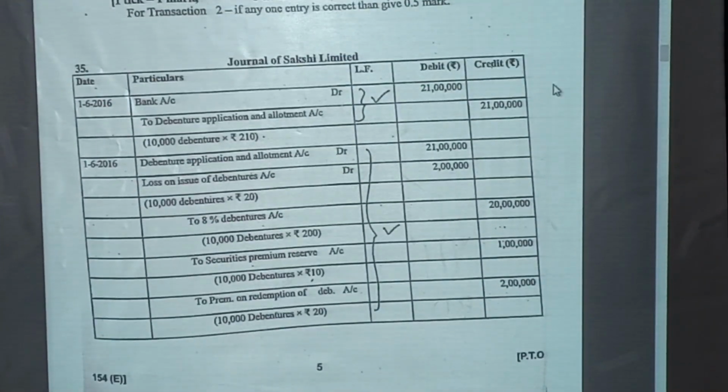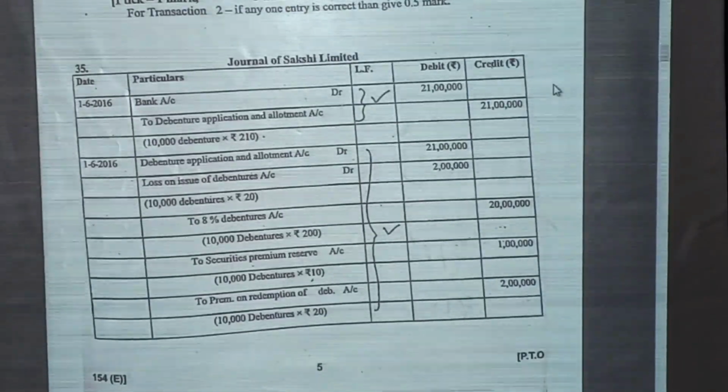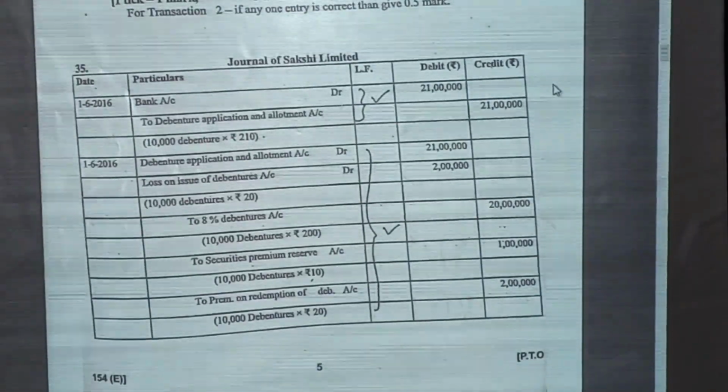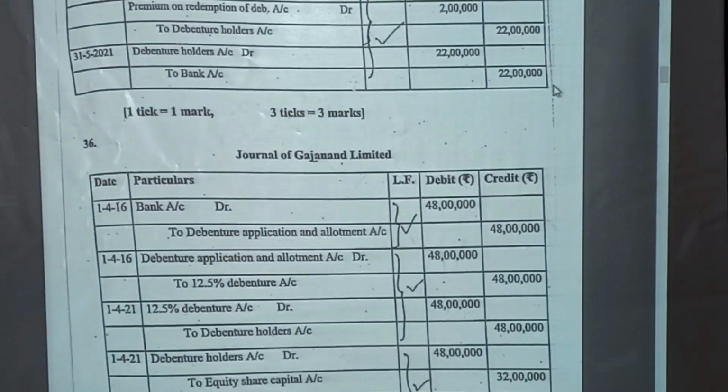In the next question, that means the question of part 2, chapter number 2, accounting for debentures, for these journal entries you can have 3 marks for 3 ticks. First journal entry, first tick. Second journal entry, second tick. And next, third journal entry, that means third tick. 3 ticks have 3 marks.